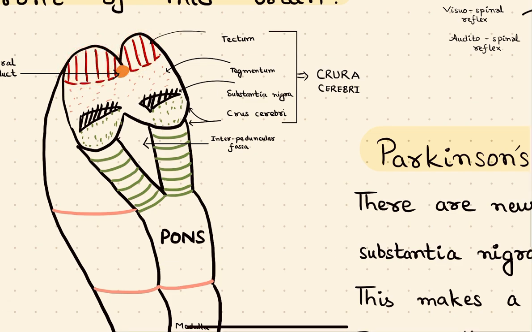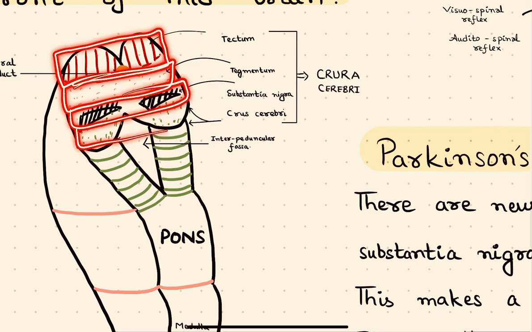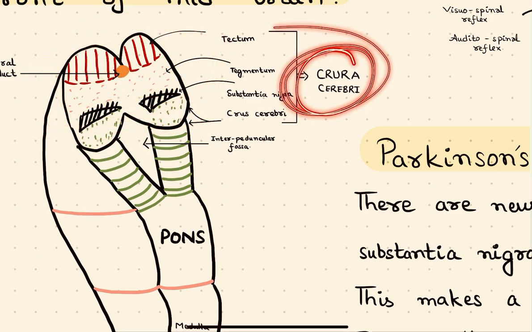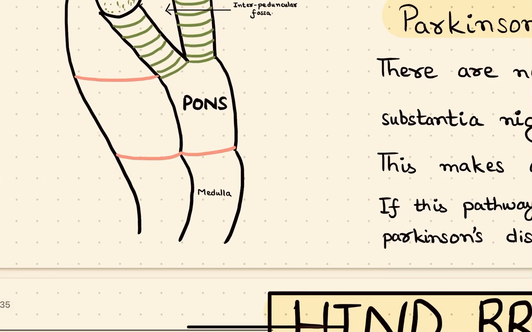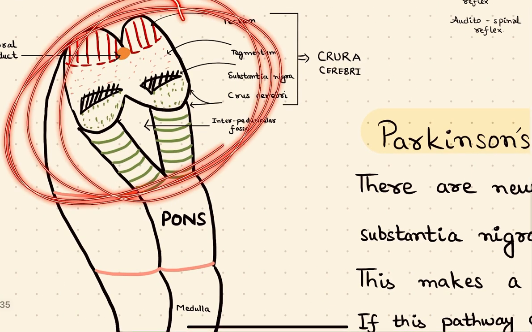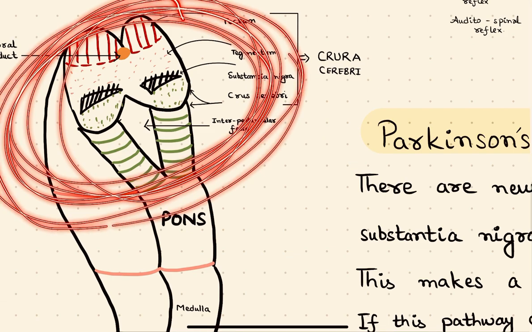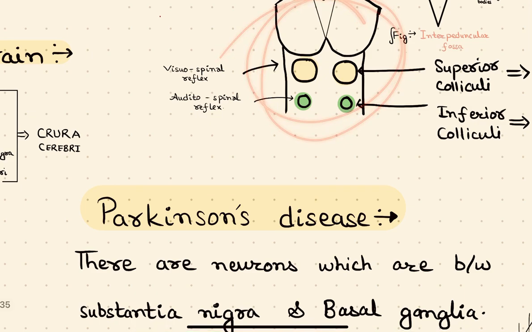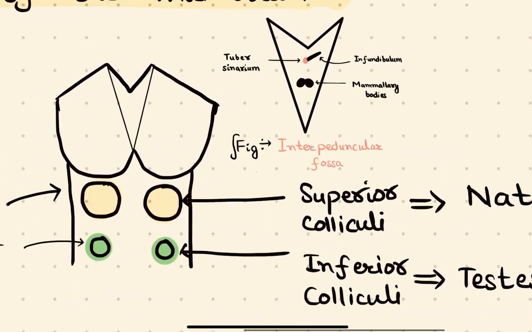In the center of the tectum the cerebral aqueduct would be flowing. So the dorsal most part of the midbrain is the tectum, then we have the tegmentum, then substantia nigra, and finally crus cerebri. And all these structures are nothing but crura cerebri or cerebral peduncles. After this we have the pons and medulla. This region of the midbrain is the front region, and this region of the midbrain is the back region.